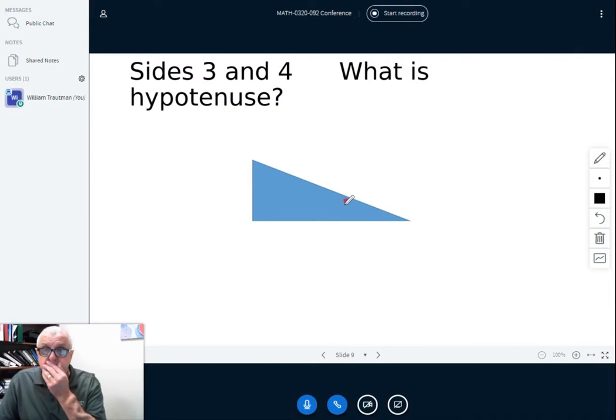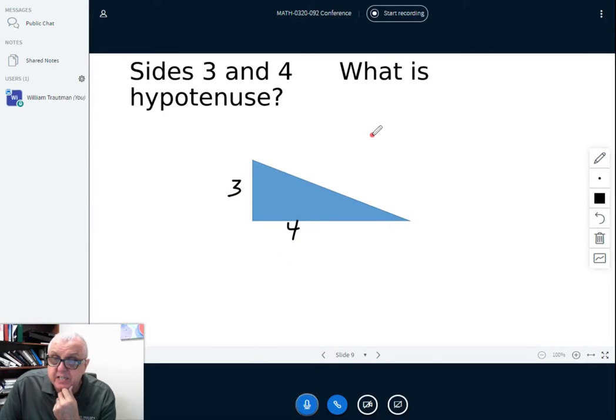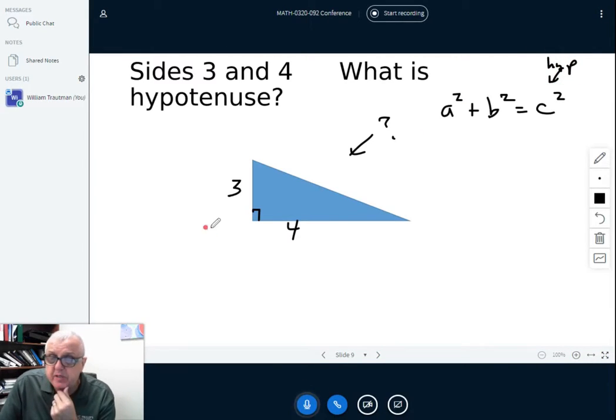All right, next problem. Sides of this triangle are 3 and 4. The longest side is called the hypotenuse. There's a hypotenuse, and that's what we're trying to find. This is a right triangle. Remember right triangles. The formula for a right triangle is a squared plus b squared equals c squared. And c is always a hypotenuse. A and b are sides. It doesn't matter which side it is.